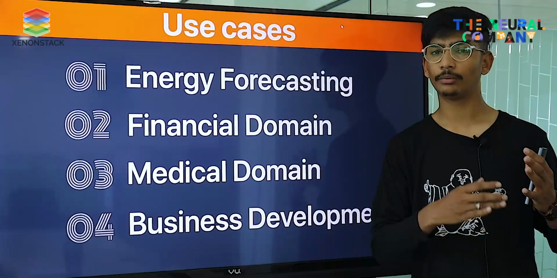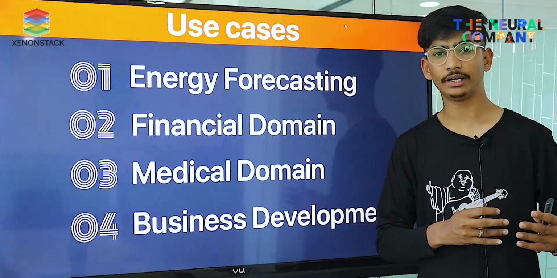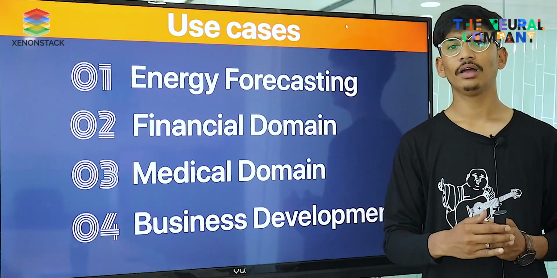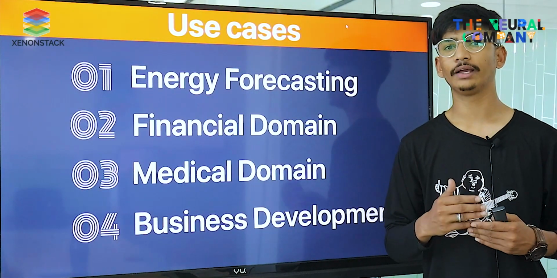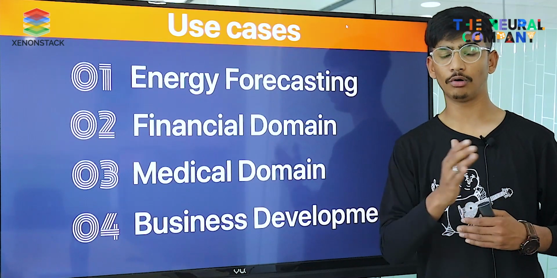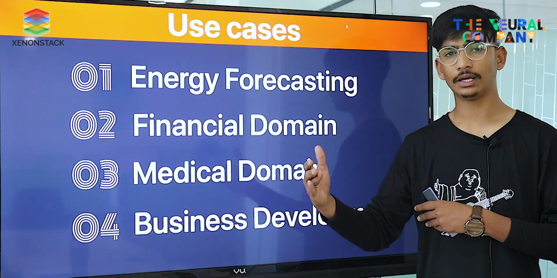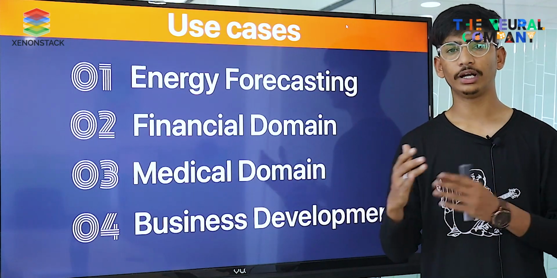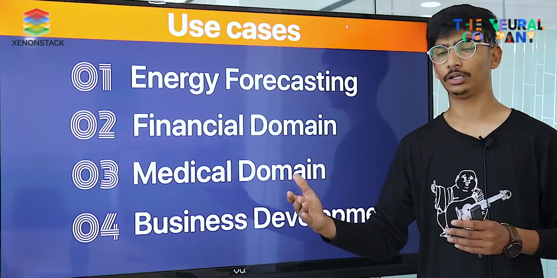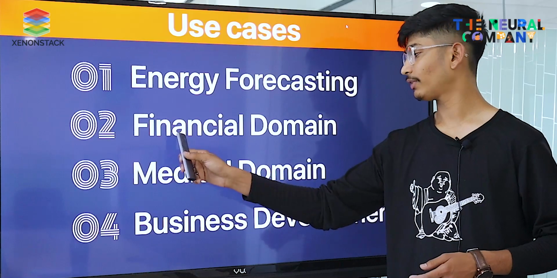Because it is collected over a period of time, it is time series data, and we can analyze that data and take decisions, like how the wind will go in the future and what we can do to use that energy and increase the productivity. And the second one is the financial domain.